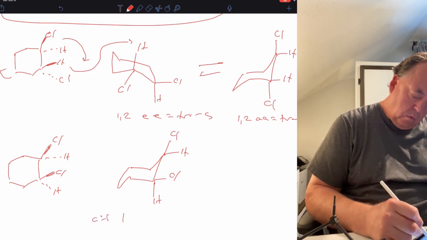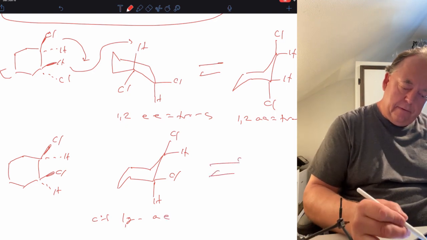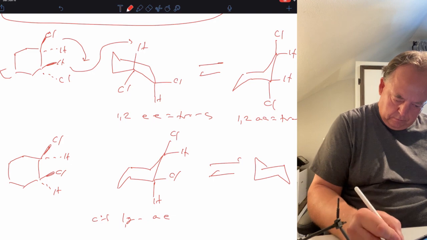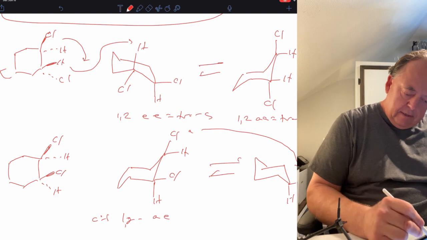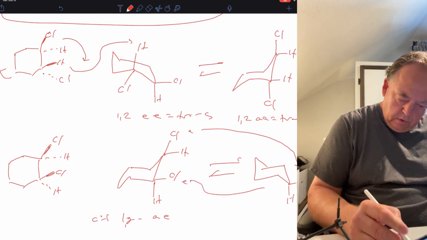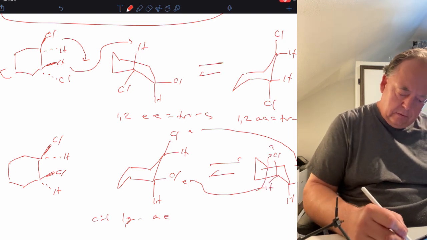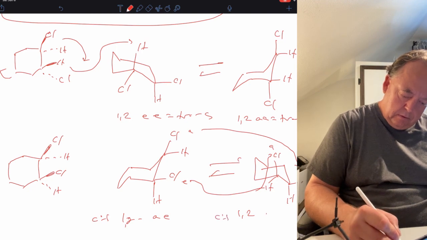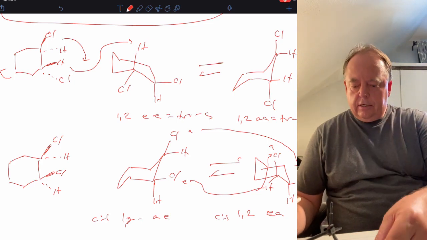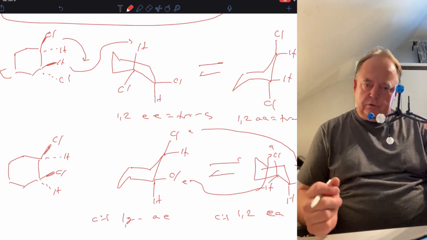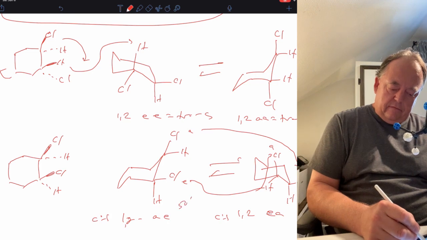So cis 1,2, then one group is axial, one is equatorial. And if we do the chair flip, then this is axial, it would go equatorial, and this is equatorial, and it would become axial in the process. Okay, so if two groups are cis to each other on a cyclohexane ring, when it adopts a chair, one group will always be axial and one will be equatorial. And so there would be a 50-50 probability of these two.